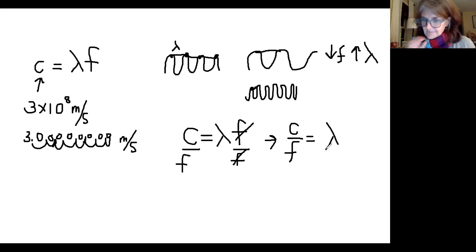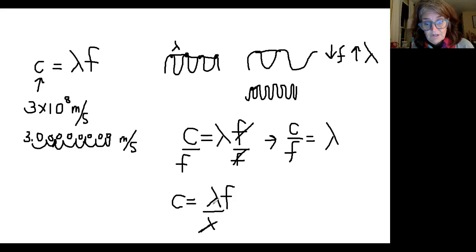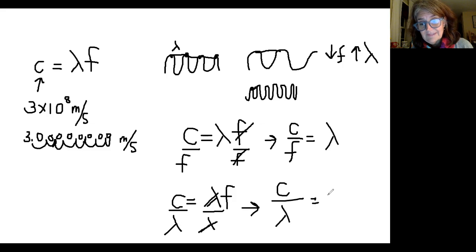And if I have the wavelength, but I want to know the frequency, I can do this. Wavelength times frequency. I can divide both sides by the wavelength to get a formula. This will cross off and this will cross off. That will tell me how to get the frequency. So the speed of light divided by the wavelength will give me the frequency. Okay?